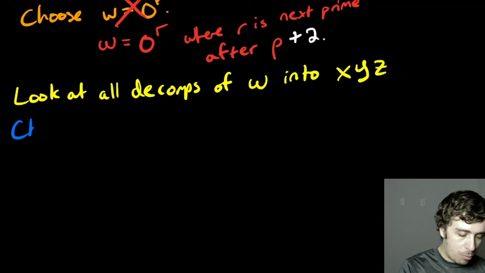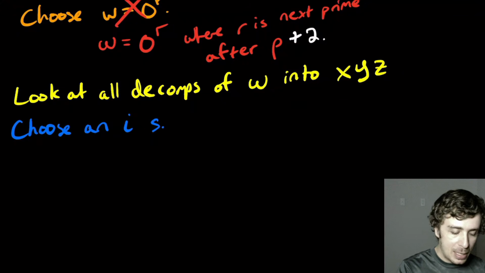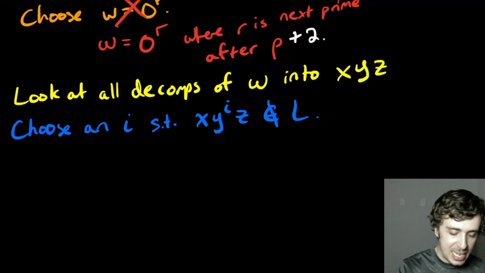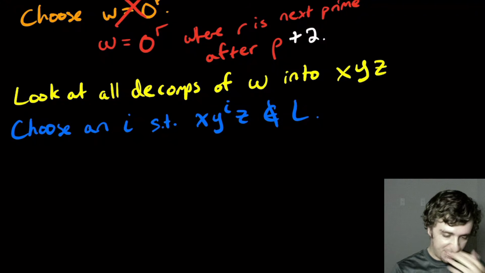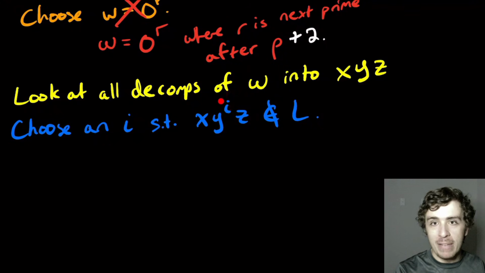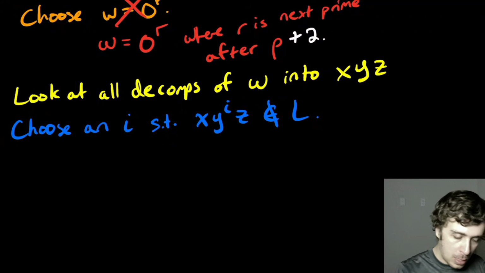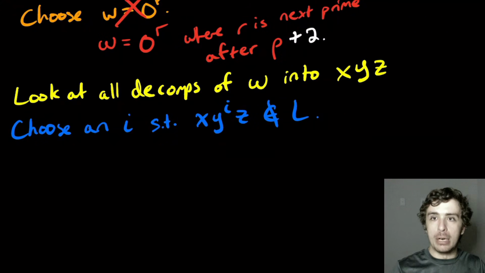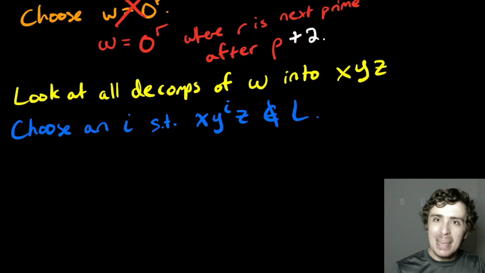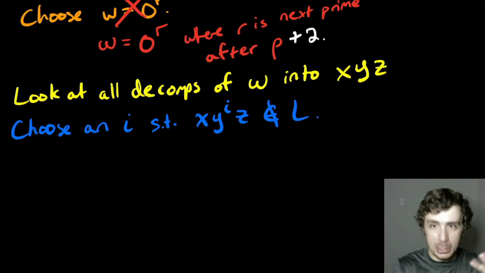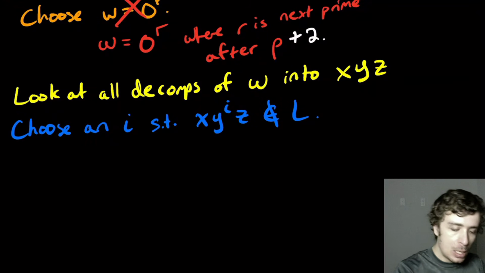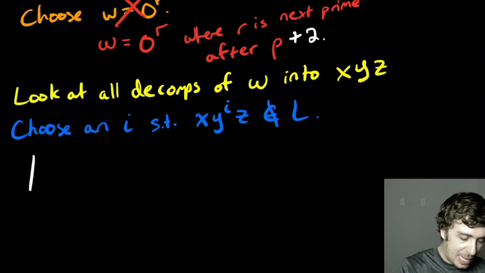Let's see. Eventually we need to choose a value i such that x, y to the i, z is not in the language. We don't know what this length is, but we eventually need to exhibit an i for which it leaves the language. Since the string is only zeros, the only thing that really matters is the length of the string, not the string itself. So let's look at that length.